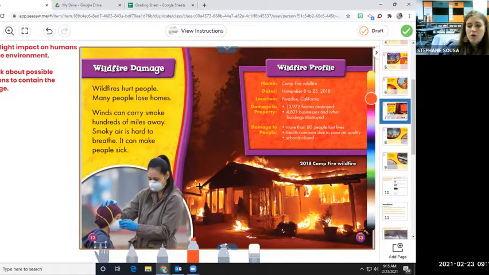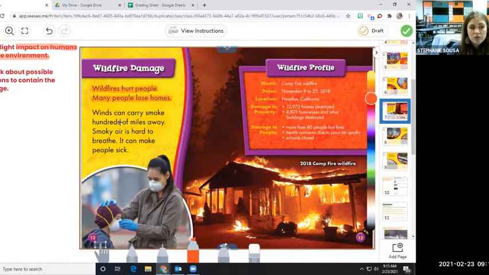Wildfire damage. Wildfires hurt people. Many people lose homes. Okay, so there is some impact on humans. We're looking for impact on the environment as well. If we are hurt, that is an impact on us. It changes something about our condition. And if we lose our homes, that is also an impact as it changes something about our condition.